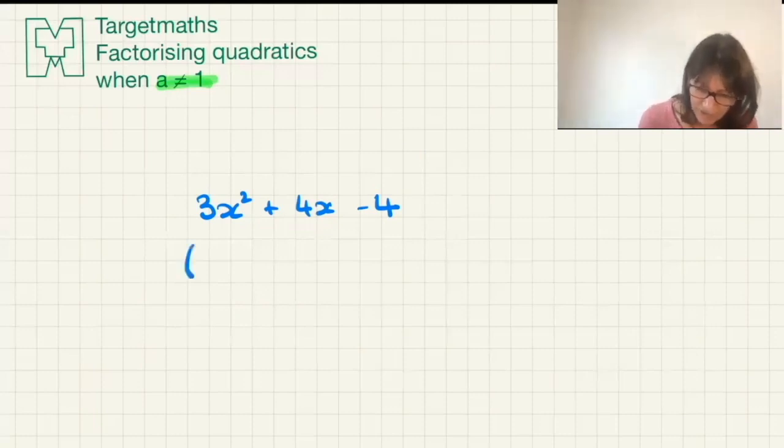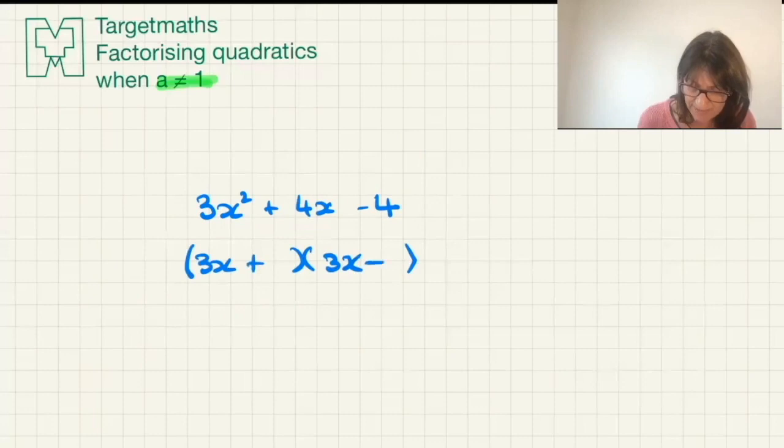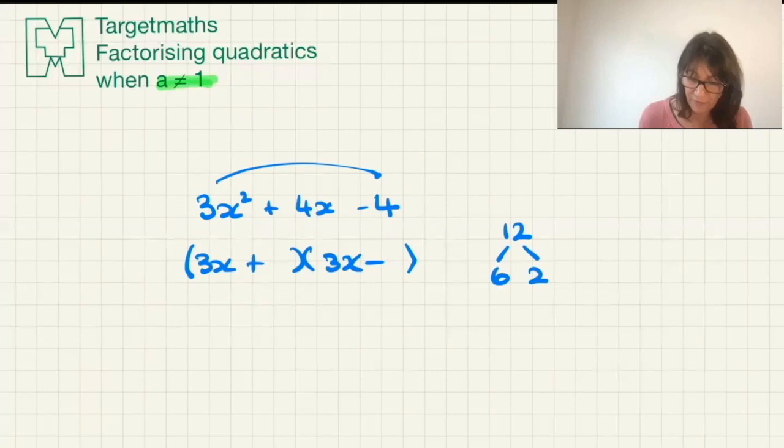Okay, so we've got 3x and 3x. We've got pos and neg, so pos and neg. We've got 3 times 4, which is 12. And then you start thinking about what multiplies to make 12. 6 and 2 makes 12. And it also creates me the 4 that I want. I want a positive 4, so I want 6 take 2. And that's my bracket completed.